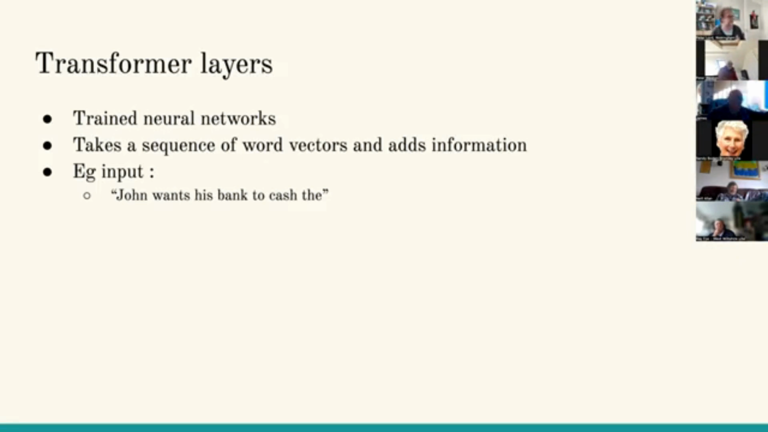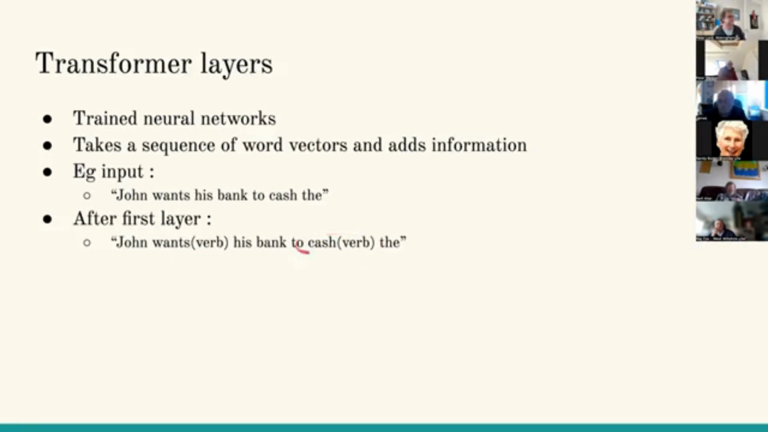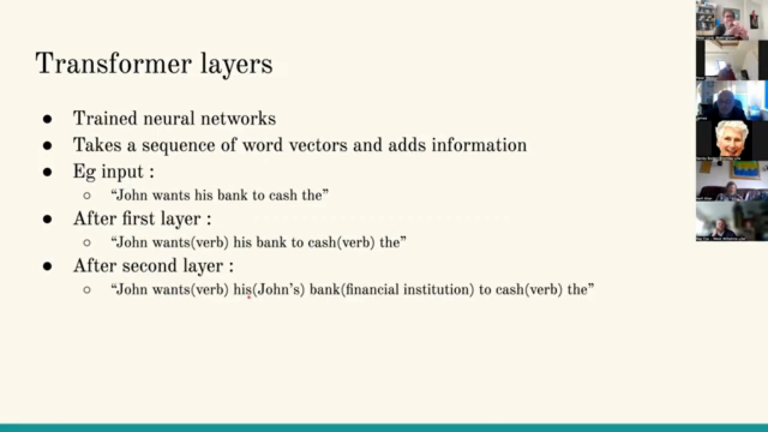So the first transformer layer may pull out verbs. This transformer layer is looking at the whole prompt. And the second layer might do a little bit more detail. In this case, it's figured out that "his" refers to John, and "bank" in this context is a financial institution. So this sequence of transformer layers gradually augments the prompt and adds more information.